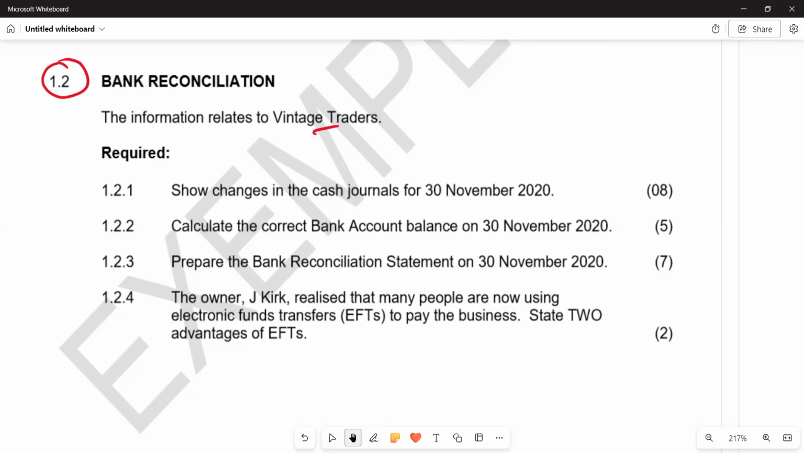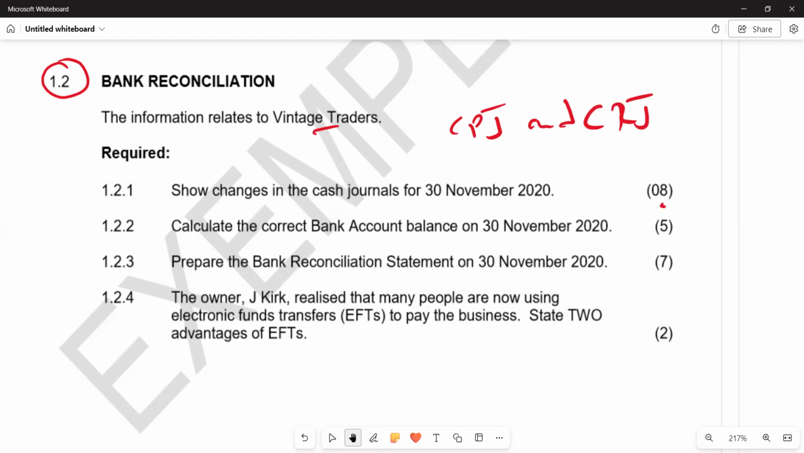In the required part, we are going to start with 1.2.1, which says show changes in the cash journals for 30 November 2020. We have 8 marks for this. Remember, the cash journals we are going to adjust are the cash payments journal and the cash receipts journal. These are the two journals that we are going to adjust.